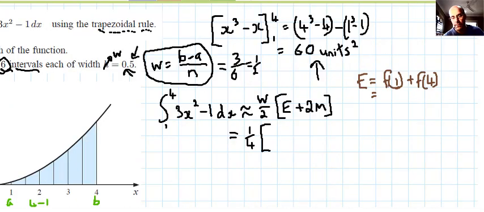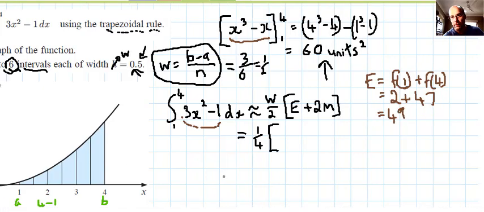E, well, we need to work out what E is first. So f of 1 plus f of 4 will give us E. Remember we're just substituting 4 and 1 into the given equation. So 3 by 1 squared is 3, minus 1 is 2, and 4 squared is 16, 16 by 3 is 48, and 48 take 1 is 47, so we have 2 plus 47 is 49. So we've got E.